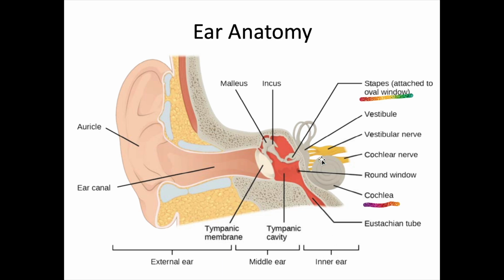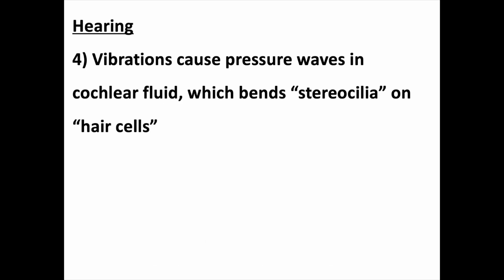So inside of this snail spiral looking cochlea, there is fluid, cochlear fluid. And so now these vibrations are vibrations in fluid. They cause pressure waves in this fluid, which bend structures called stereocilia present on hair cells.